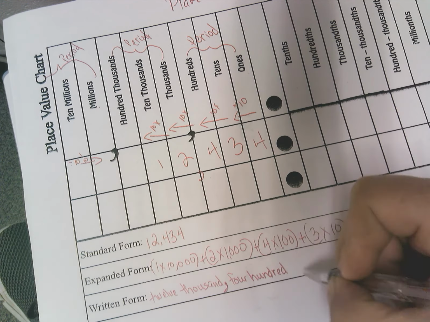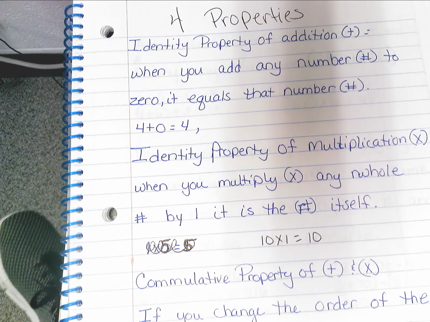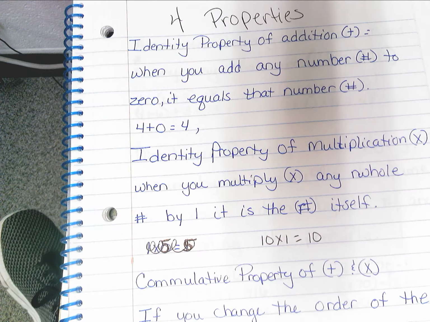Now we will come back to the place value chart and we'll write another number later using a decimal. And we will do it in standard form, expanded form, and written form. All right, we got that done. Now we're moving on to the 4 properties. There are 4 properties. You use them all the time. You really, truly do. You just don't call them by their mathematical term. So the 4 properties we are talking about start with the identity property of addition.